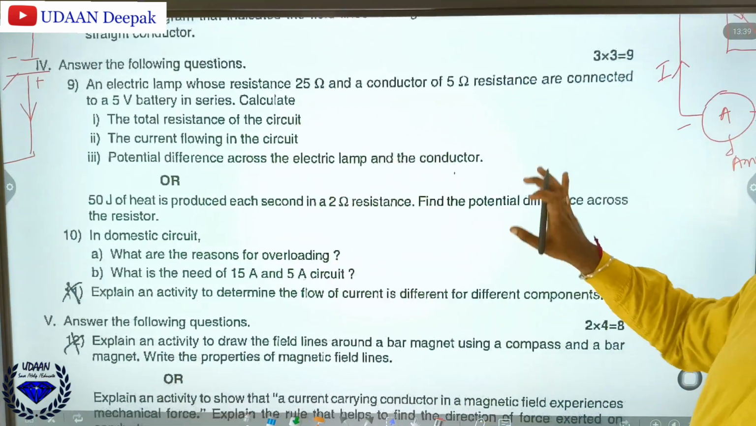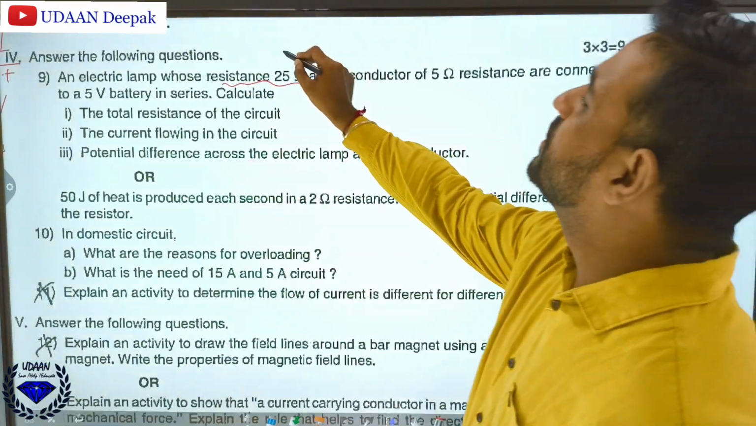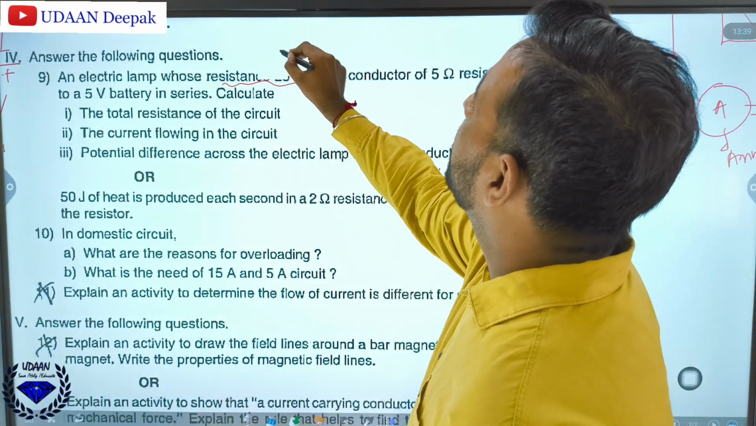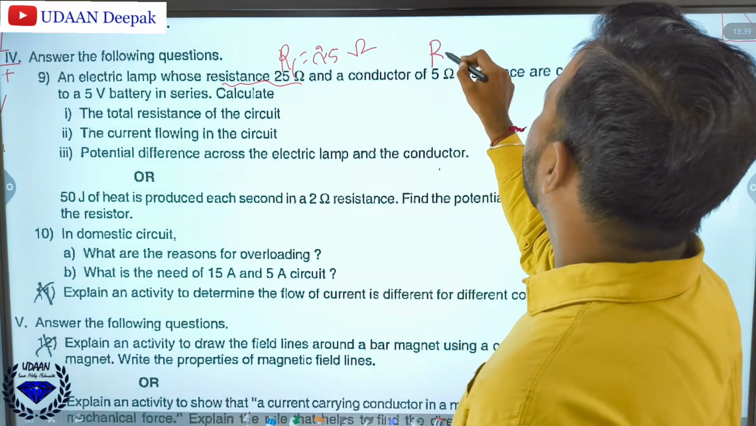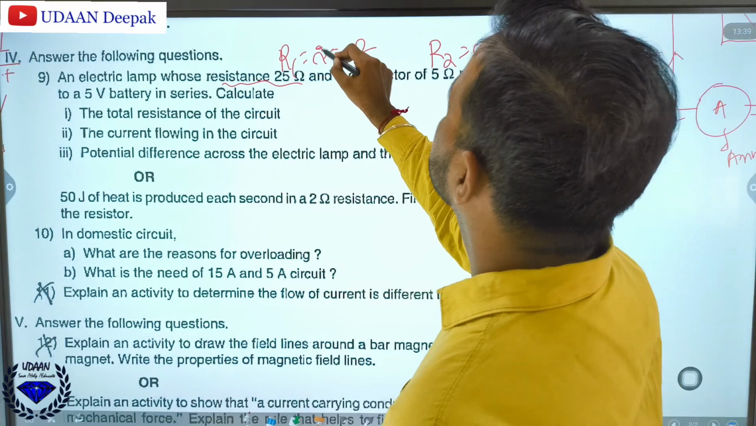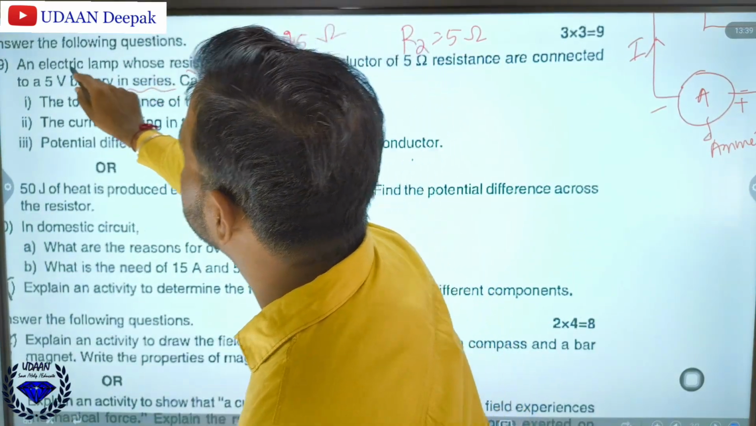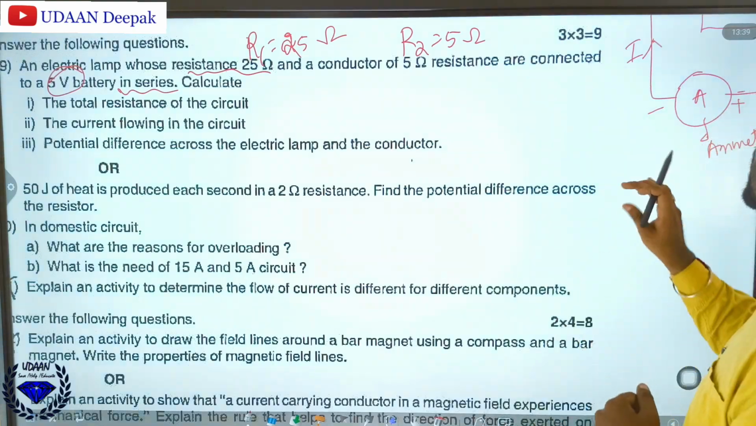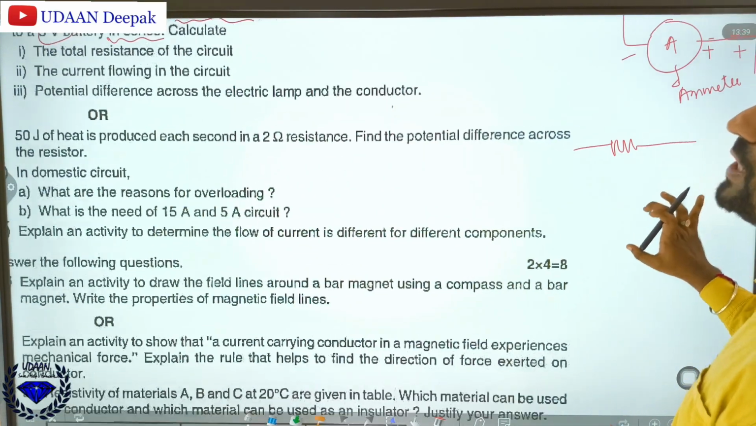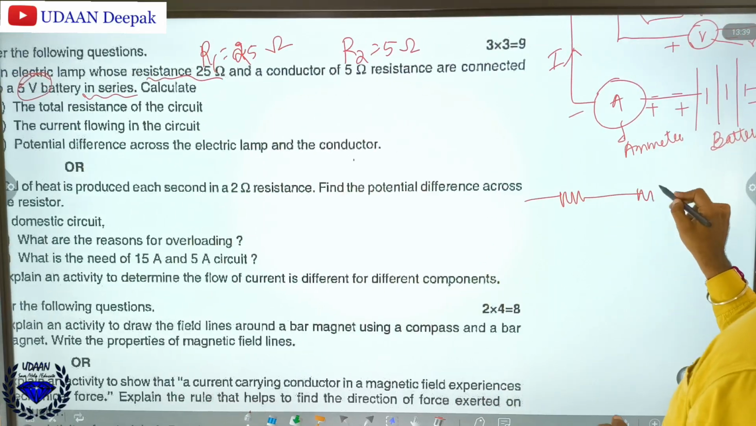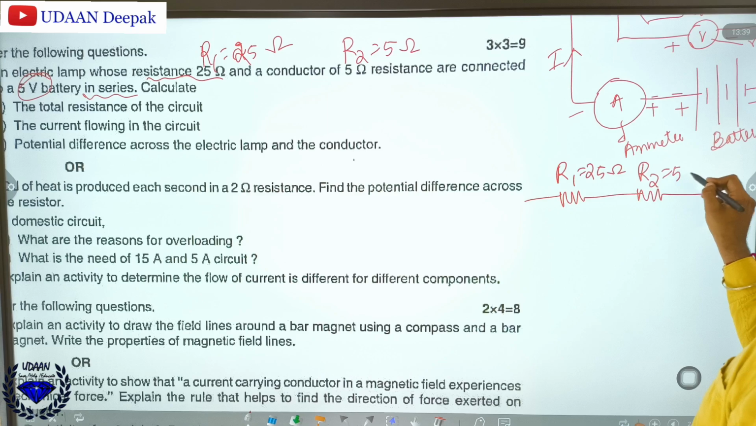So I just solved this. They said that there is one electric lamp of resistance. So this is R1, that is 25 ohm, and the second one is R2, that is 5 ohm. See here they are connected in series and the voltage is 5. So I just redraw that. You can see there are two: one is the lamp. This is R1 lamp, it is 25 ohm, and this is R2, it is 5 ohm.